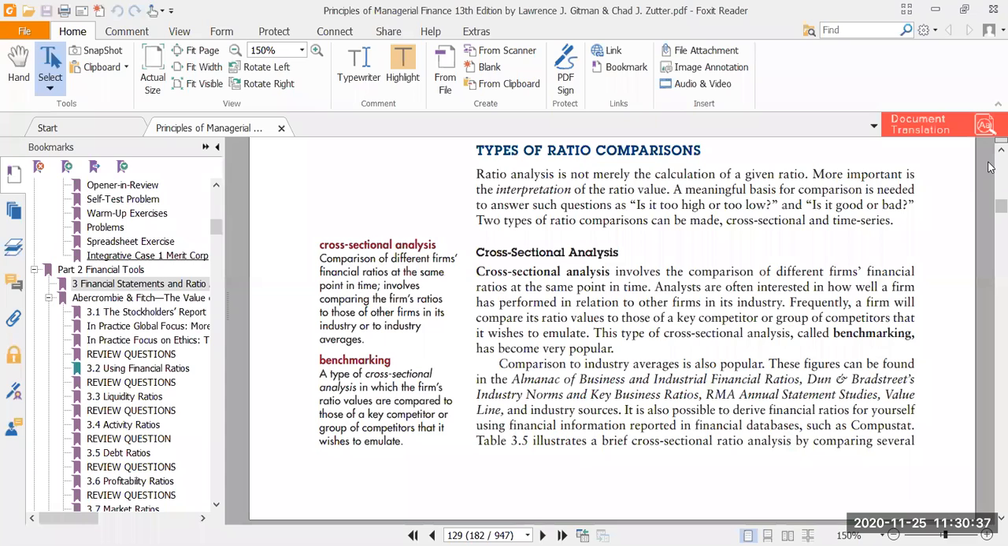This analysis basically involves the comparison of different firms' financial ratios at the same point in time. Analysts are often interested in how well a firm has performed in relation to other firms in its industry. Frequently, a firm will compare its ratio values to those of a key competitor or a group of competitors that it wishes to emulate. This type of cross-sectional analysis, called benchmarking, has become very popular.